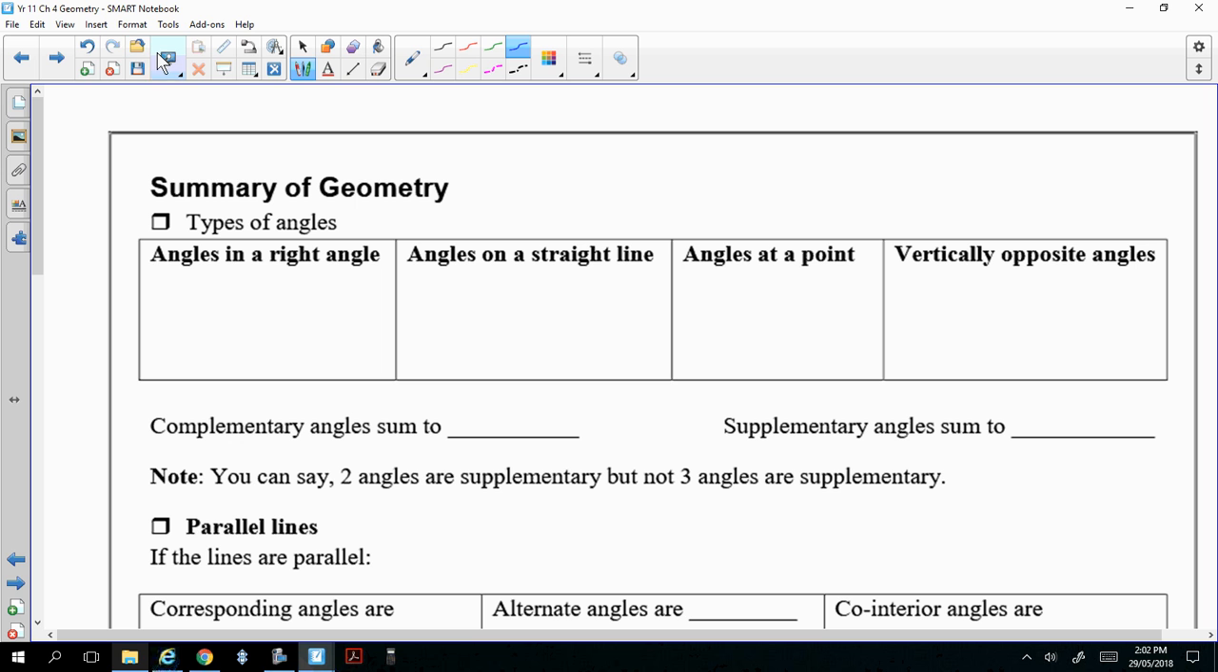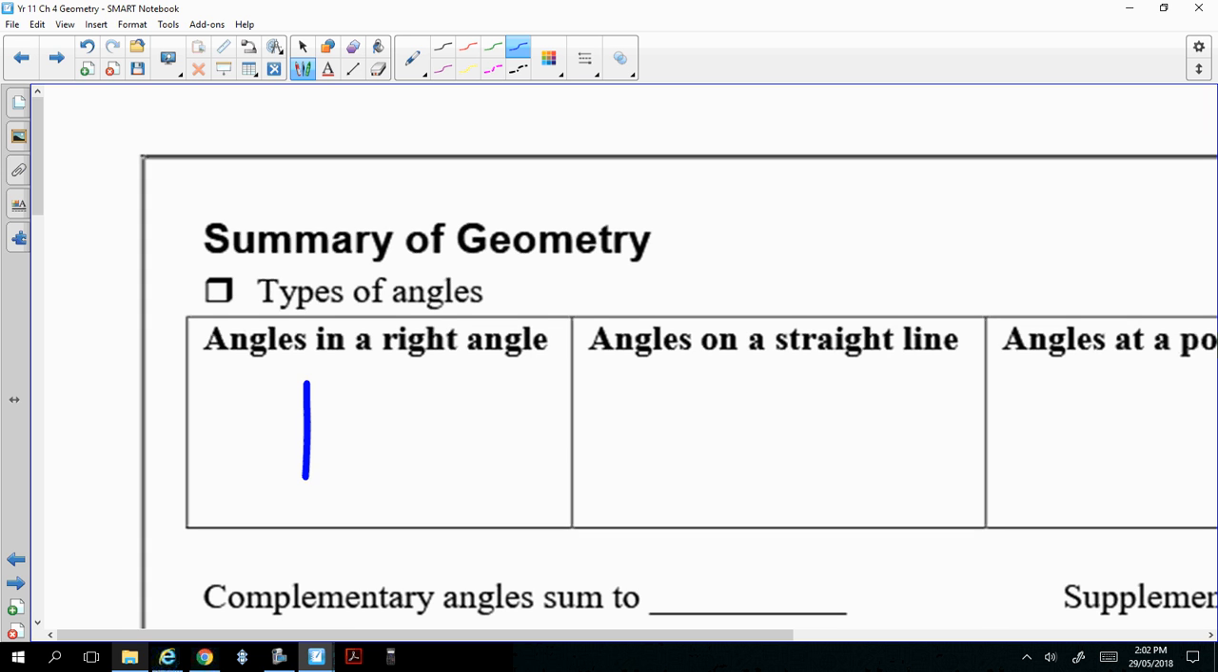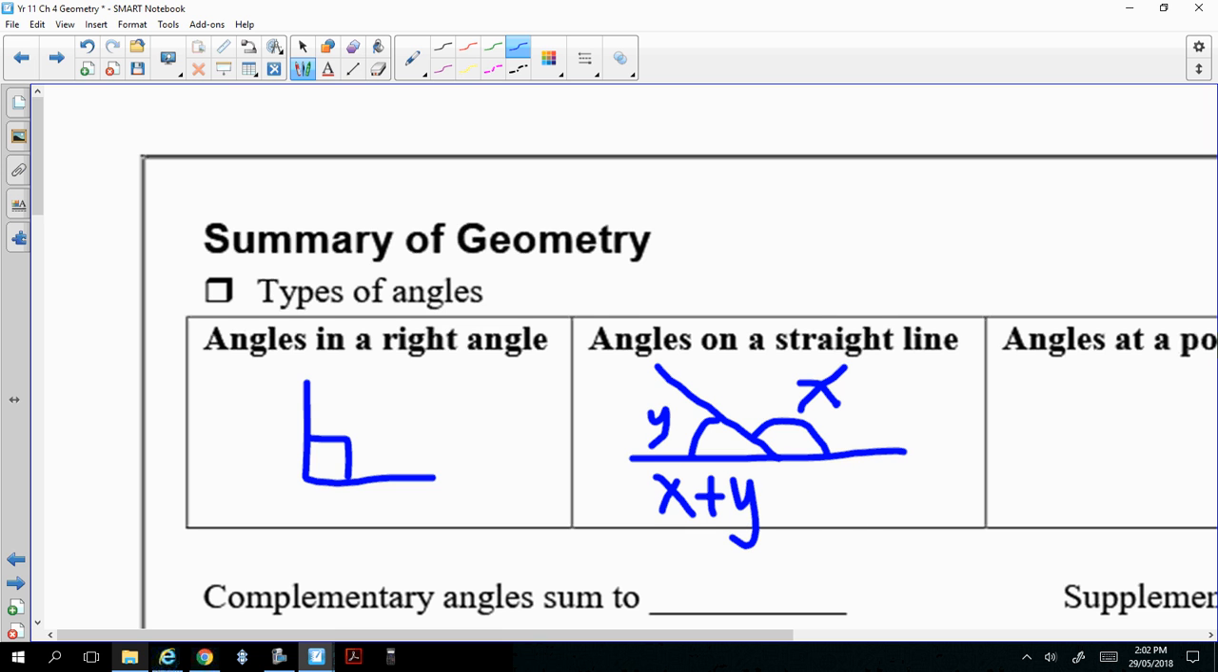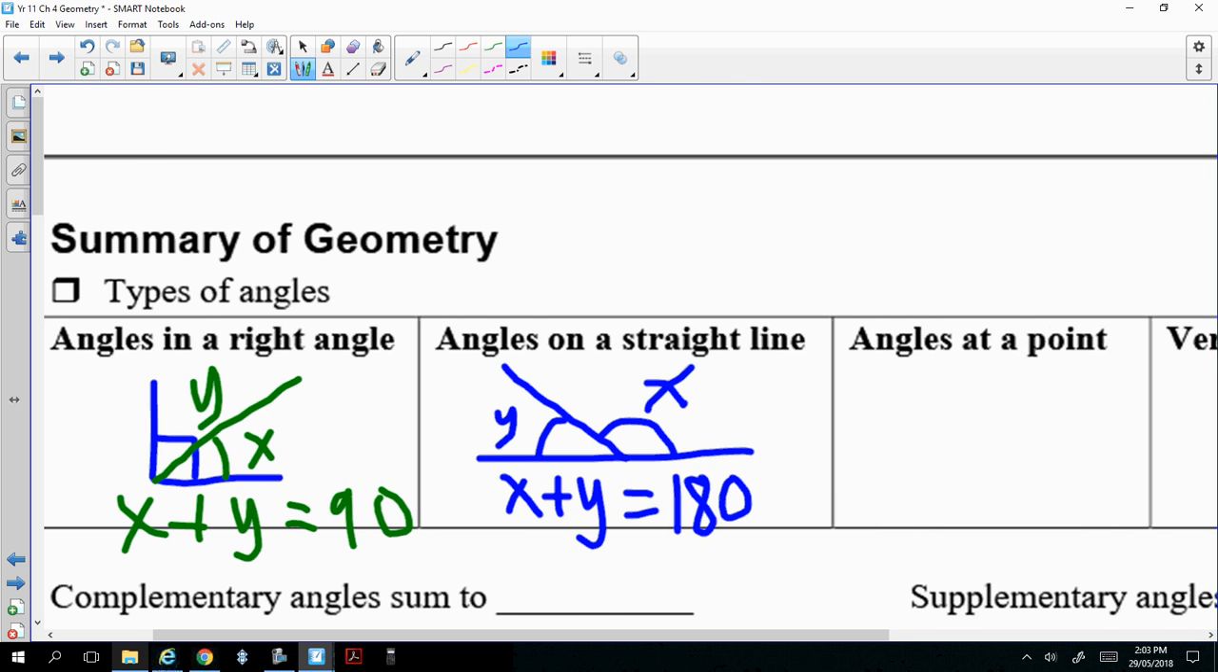Okay, so what do we have? All right, let's look at this stuff. That's very easy to do. Angles in a right angle add up to 90 degrees. And angles on a straight line: you draw an angle x and a y, and they add up to 180. And the other ones add up to 90. And then you also have angles at a point, meaning more than two angles. So you've got A, B, C, and they add up to 360.